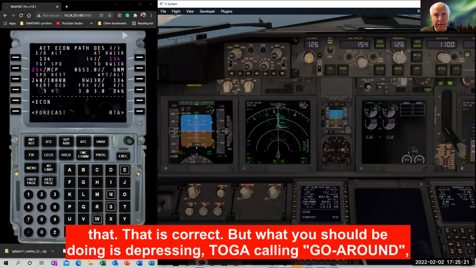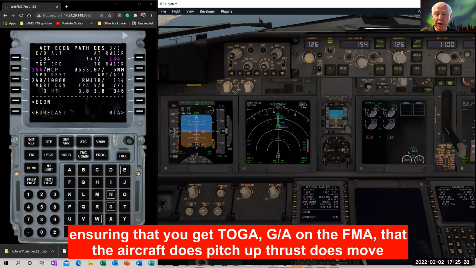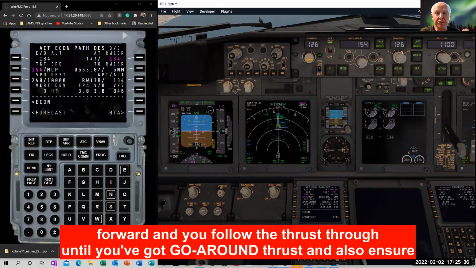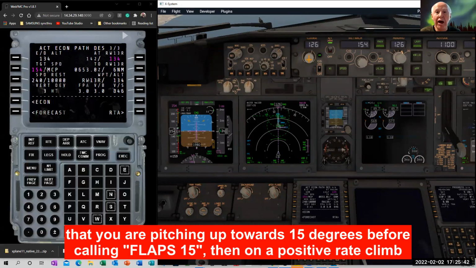That is correct. But what you should be doing is depressing TOGA, calling go around, ensuring that you get TOGA go around on the FMA, that the aircraft does pitch up, thrust does move forward, and you follow the thrust through until you've got go around thrust, and also ensure that you are pitching up towards 15 degrees before calling flaps 15.